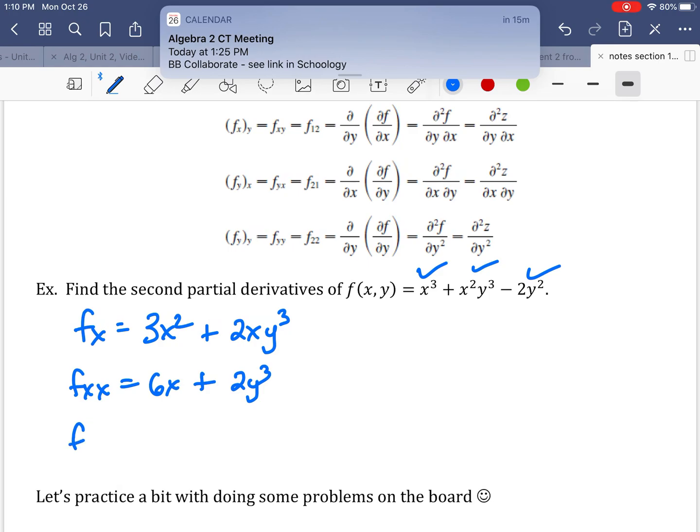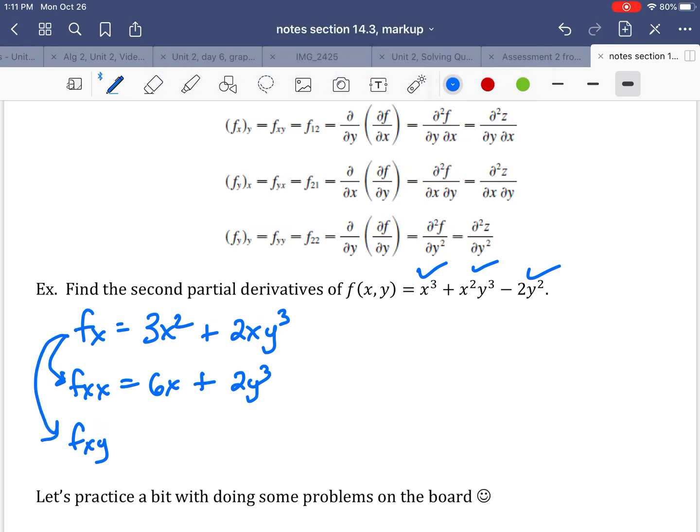Then I could do the derivative fxy, so this goes to there, but it also goes to here. Now I would be looking at this problem right here and doing the derivative with respect to y. That means that whole 3x squared out front would just be nothing, and the derivative of the 2x y to the third with respect to y would be 6. The x would just sit there, and the y would be a 2.